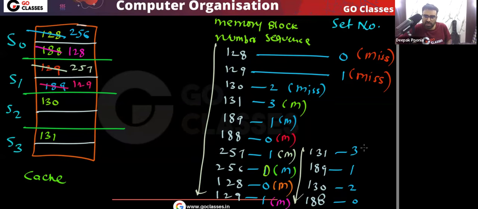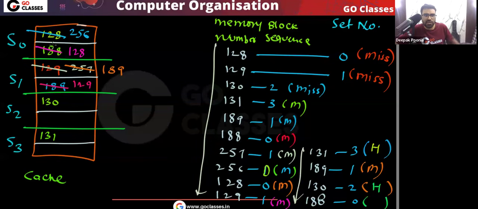Now let's see the next, 131. 131 is actually a hit. That is already available in the cache memory, so that is a hit. Then 189. 189 will go to set number 1, and yes, this is a miss. So we need to replace one of them, 257 or 129. 257 is the least recently used, so here we will put 189. What about 130? This will go to set number 2. Yes, this is a hit because it is already available in the cache memory.